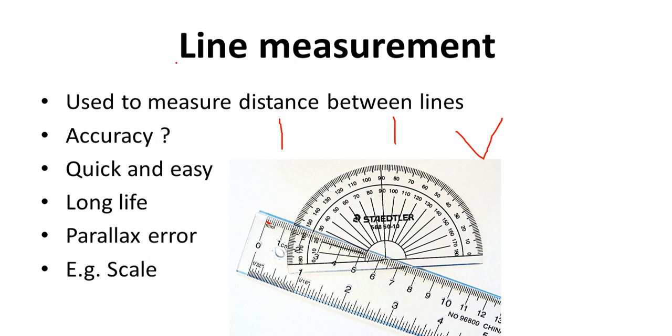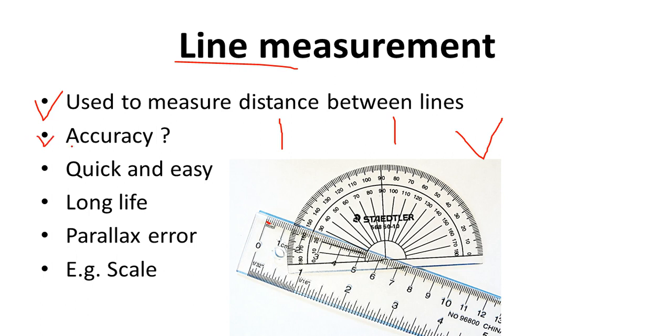So this is the line measurement. Line measurement is used to measure the distance between lines. We cannot measure the distance between surfaces or the angle between surfaces using the scale or protractor. These instruments are used on a plain paper, plain sheet or plain ground. It needs a plain surface. We cannot use it with surfaces.